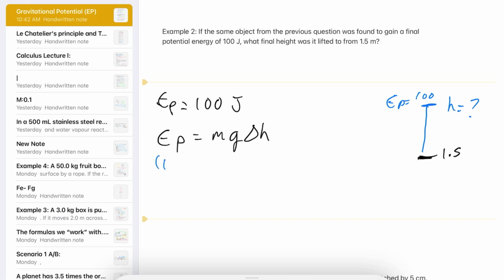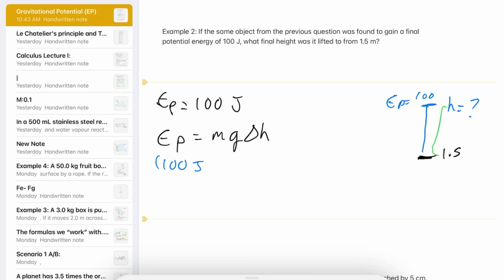EP at 100. Now here's the thing. Do we go for 100, or should we take the difference in potential energy? If we're trying to find the difference between this and this, well, then we want the change in potential energy. And so we're going to go like this.